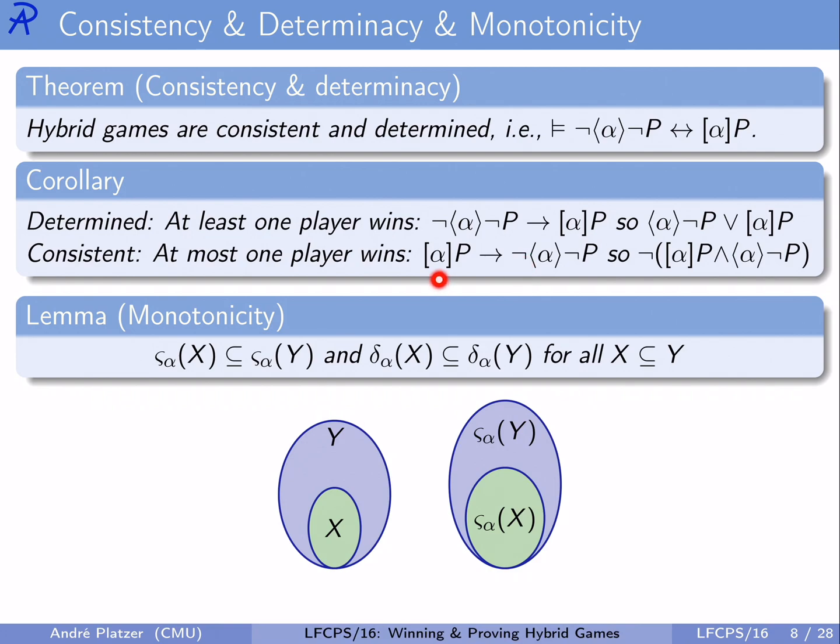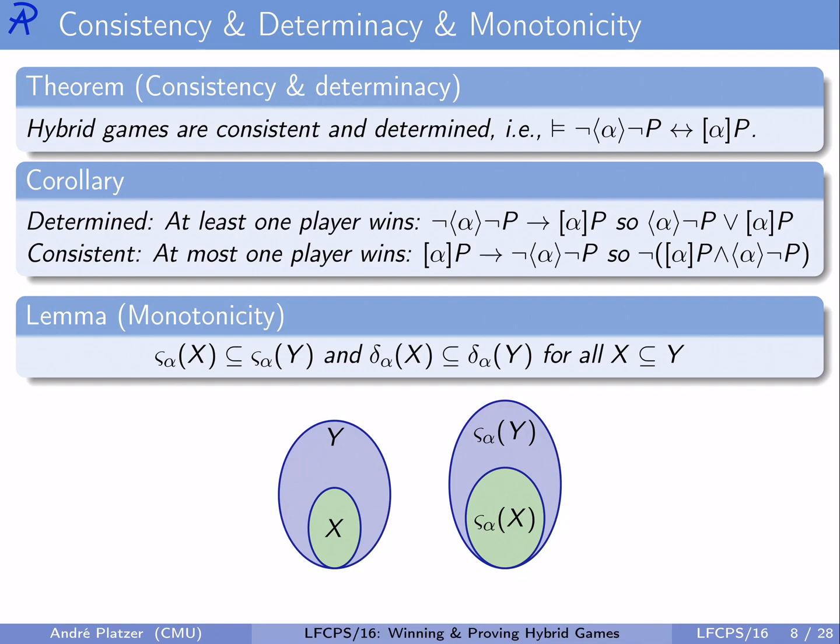Demon has a winning strategy to make it to P in the hybrid game Alpha. Then it is not the case that Angel has a winning strategy to make it to not P. Or, rewriting this in propositional logic slightly differently, it is not the case that Demon has a winning strategy to make it to P, and simultaneously in the exact same game, Angel has a winning strategy to make it to not P. Why? Well, because that wouldn't be consistent.